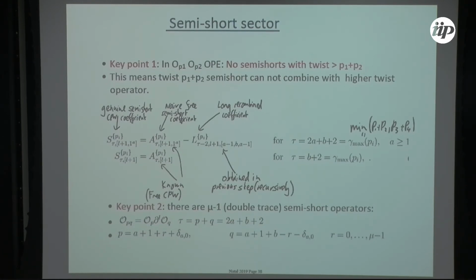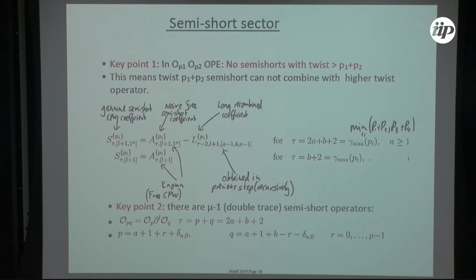Okay, so the first ingredient is that there are no semi-short operators with twists greater than p1 plus p2. This is again coming from superconformal symmetry. So there's a chain: you've got 2 short operators that become a long. But there's a chain, because then it can combine with 2 more to become long. There's a whole chain of these semi-shorts. But it has an endpoint at the top, namely if my twist is p1 plus p2, then I can no longer combine upwards. So this gives us the following equation.